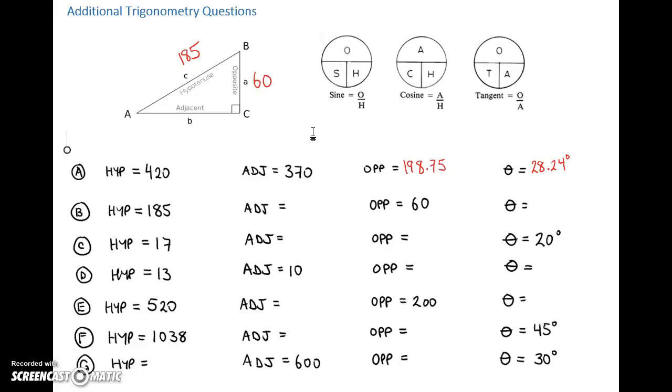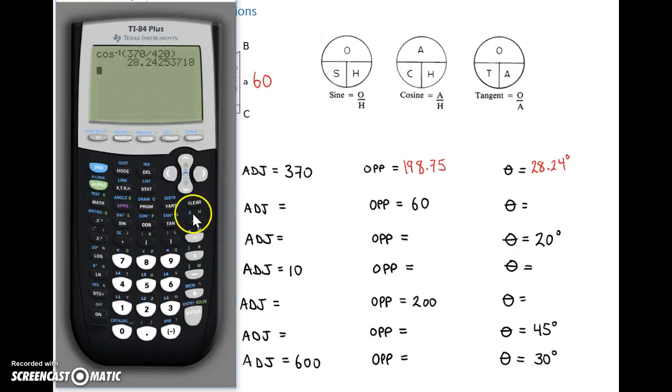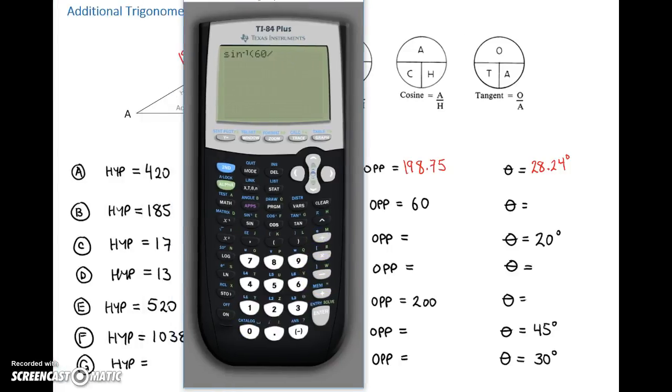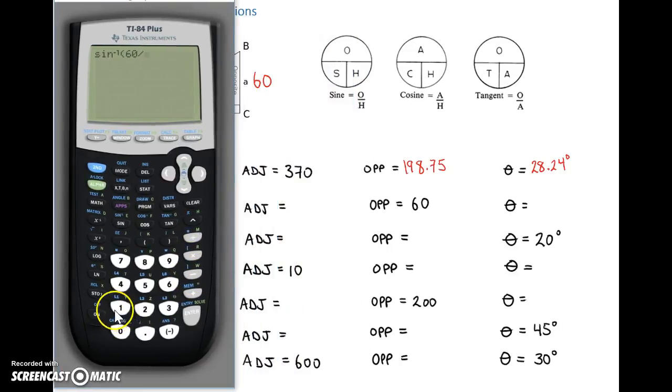So let's do sine, right? We've got the opposite and the hypotenuse. So we've got 60 over 185. So we'll do the inverse sine of 60 divided by 185. That gives us an angle of 18.924, so we'll keep it at 18.92.